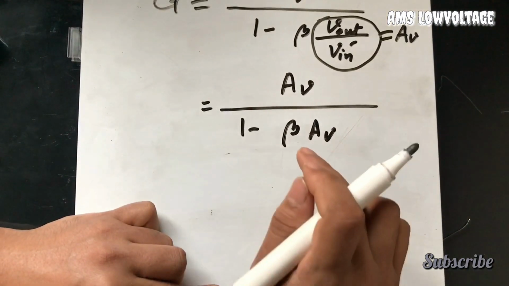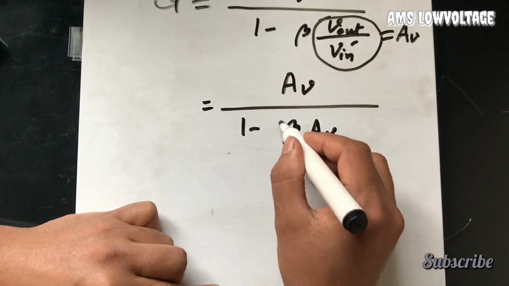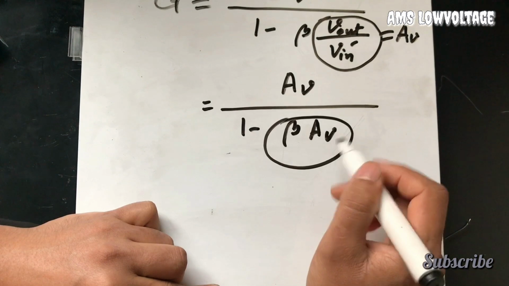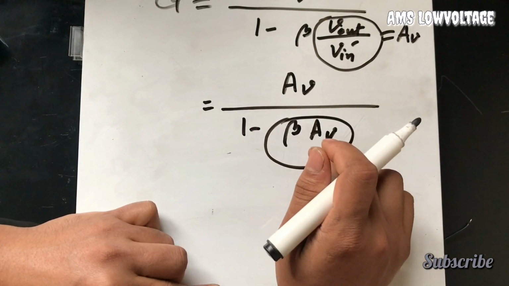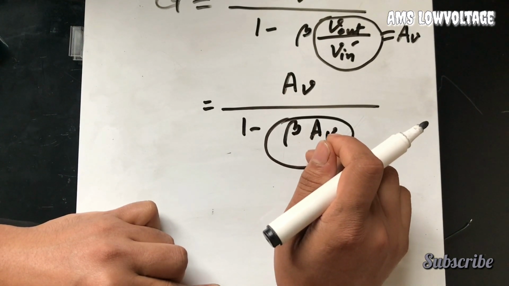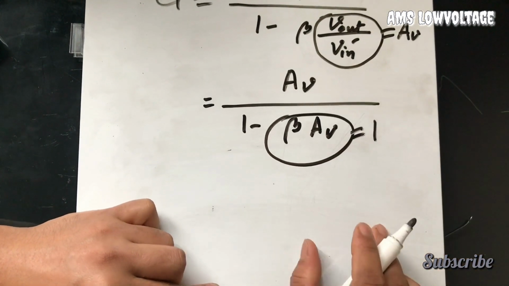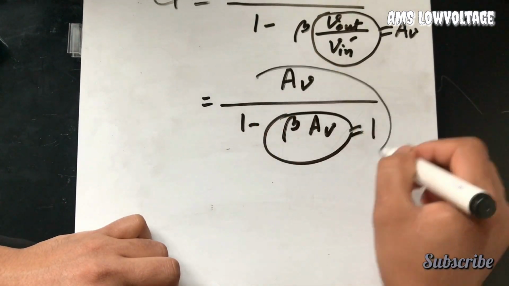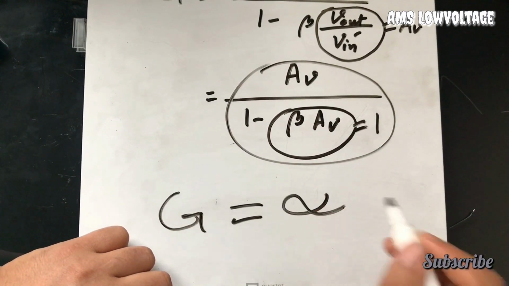Now if we closely look at this equation, we can see that this is the fraction of this positive loop, and it's the output voltage of the positive feedback loop. And if this is equal to 1, what is going to happen? The gain of the total circuit is infinite.